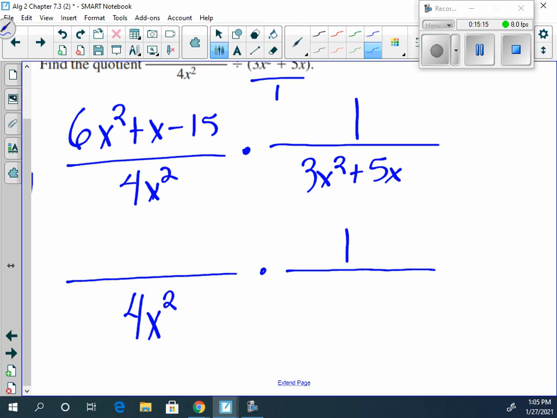Now we want to factor 6x squared plus x minus 15 first, or 3x squared plus 5x first. Okay, so let's look at 3x squared plus 5x. What can I do to factor it? We can take out an x. I can factor out an x from both terms because there is an x in common. So if I take an x out of 3x squared, I'm left with 3x plus. If I take an x out of 5x, I'm left with plus 5. And that's it.